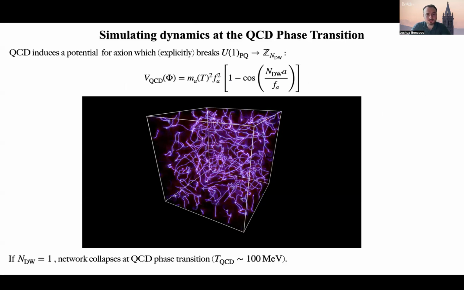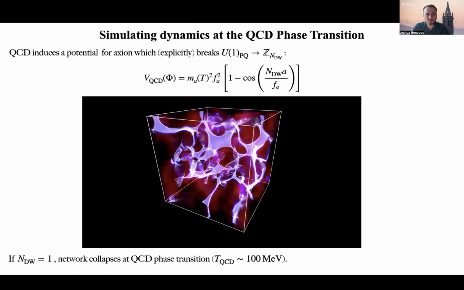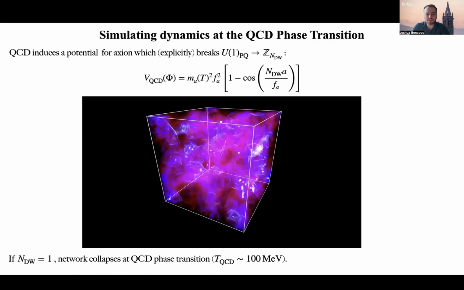In addition to our simulation in the scaling regime, we perform an additional simulation to study the dynamics of the string network through the QCD phase transition. QCD induces a potential for the axion, which explicitly breaks the U(1) PQ symmetry and causes the formation of domain walls which collapse the network at the QCD phase transition.